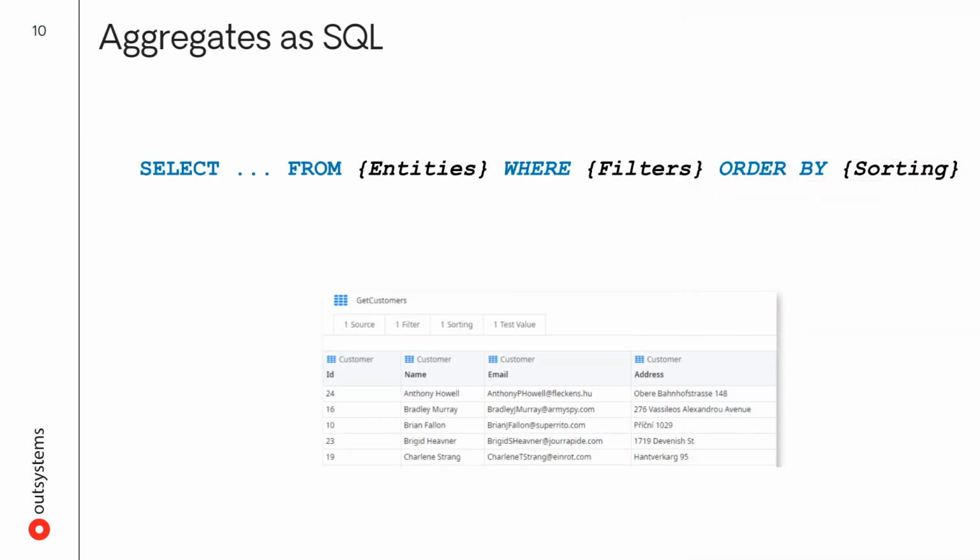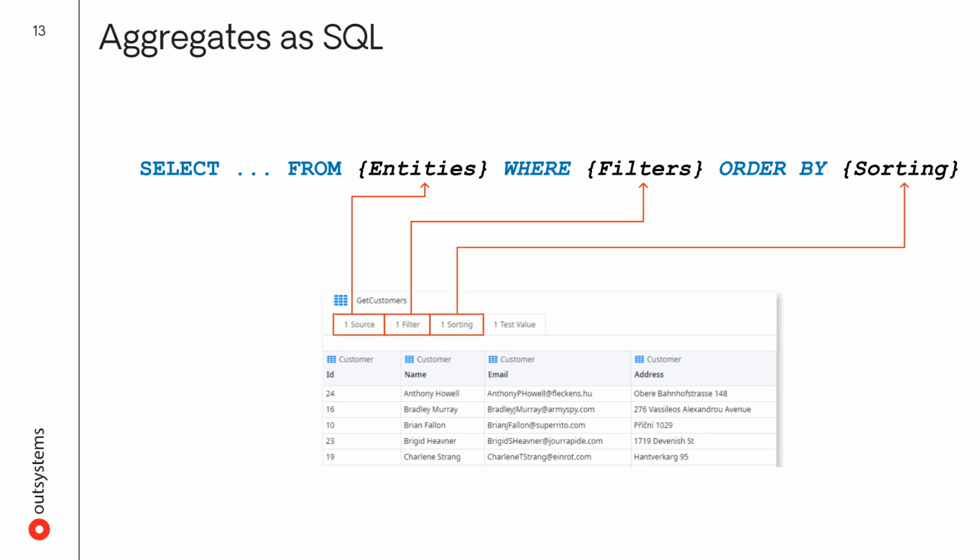In the end, although SQL knowledge is not required to create aggregates, these are translated into a select SQL query. This happens during the compilation step, while the module is published. Whatever is defined in the Sources tab will end up in the From clause, while filters end up being concatenated with ANDs to the Where clause. The sort criteria are translated to the order by clause by the order they are defined in the aggregate. Test values are ignored during compilation, since they are only used during development and have no effect at runtime.